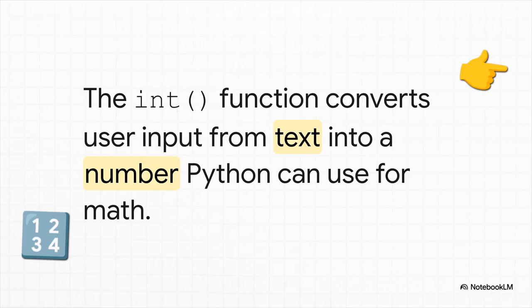Okay, now this is the most important part, so listen up. See that int function? When a user gives you input, Python just sees it as text, not a number. The int function is the crucial step that converts that text into an integer, a number we can actually do math with. Without it, the whole thing just doesn't work.